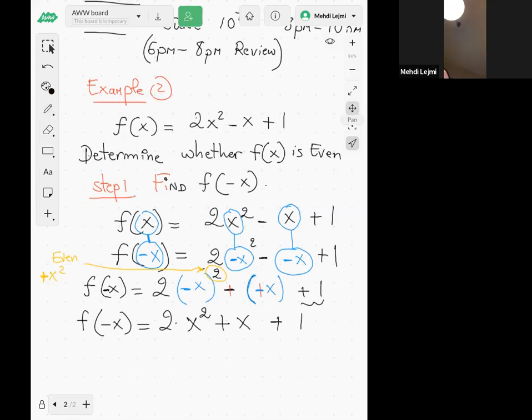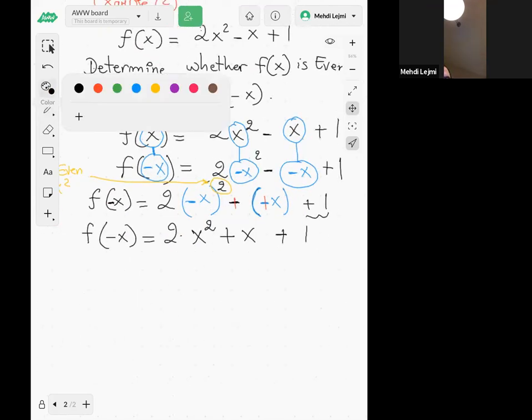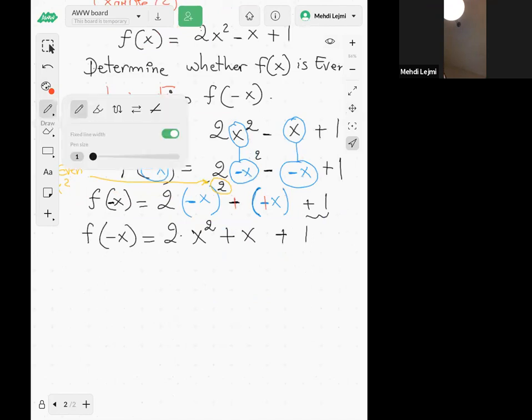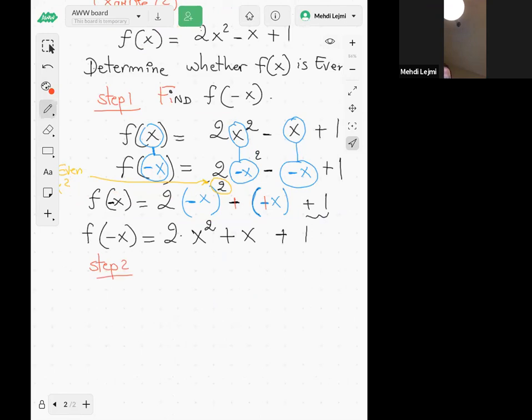Now, let's compare in step number 2. Let's compare f of minus x to f of x. So if they are equal, then f would be even. If not, then f is not even, right?